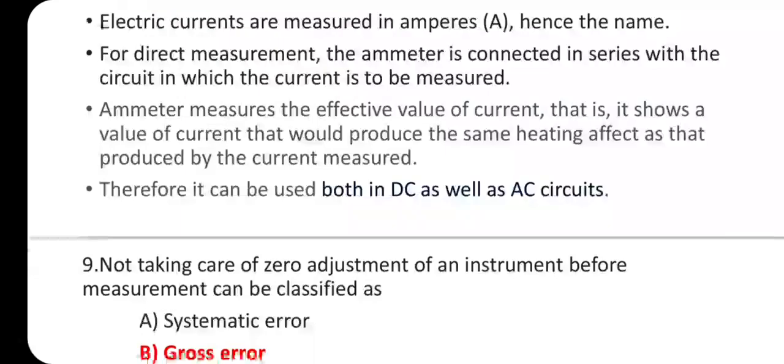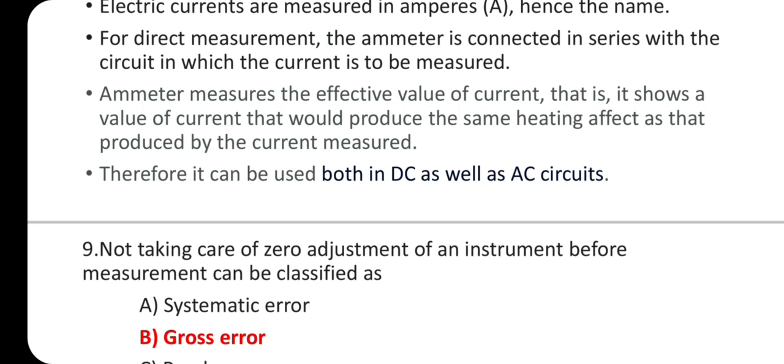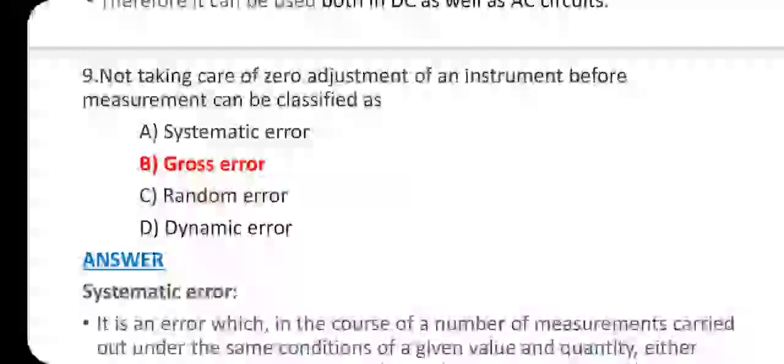be measured. Ammeter measures the effective value of current, that is, it shows a value of current that would produce the same heating as that produced by the current measured. Therefore, it can be used both in DC as well as AC circuits.